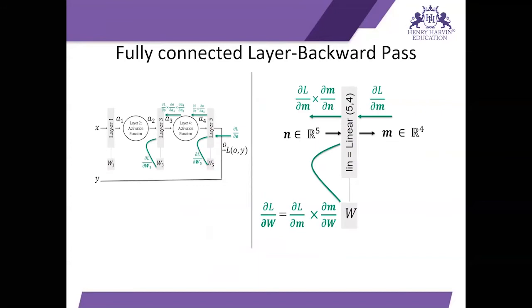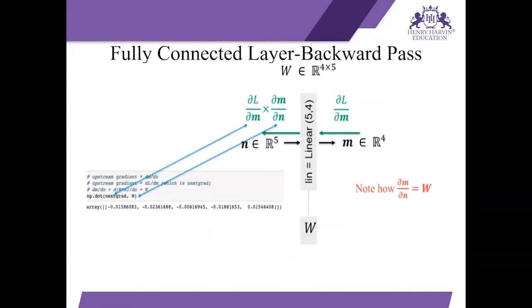We will look at it in more detail, so let's just have a look. We have this dou L by dou M. What we have to compute is dou M by dou N, and I'm claiming that this dou M by dou N is equal to W.